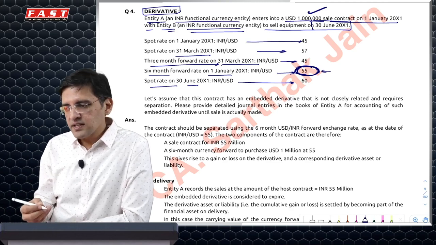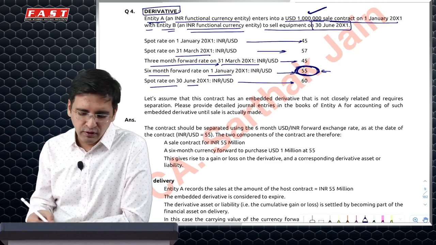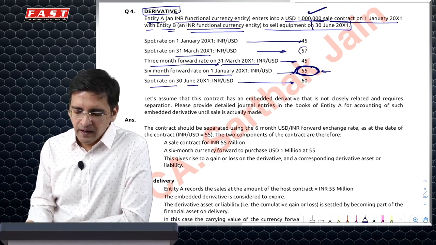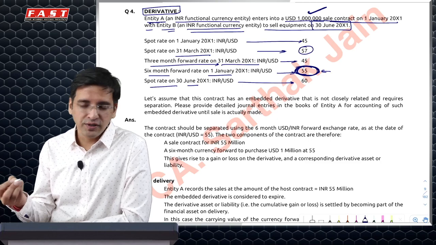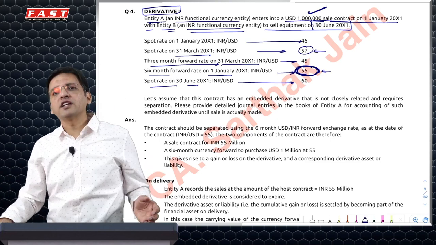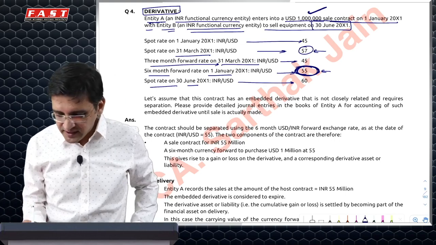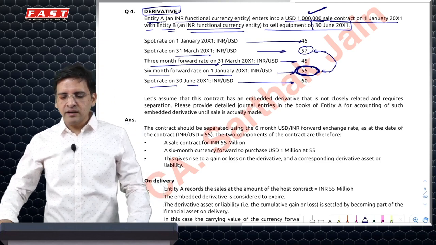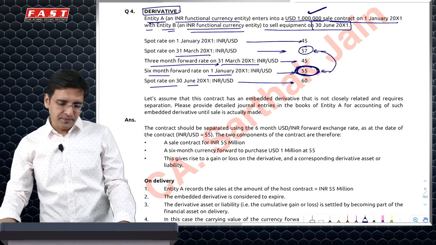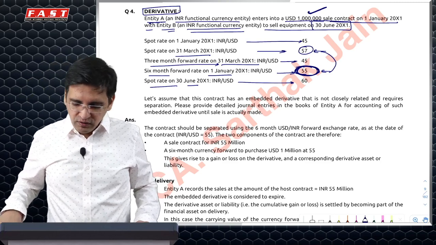Now after 3 months, there are still 3 months remaining to get this money. If I talk to the bank or somebody that after 3 months I'm getting some dollars, they are ready to give me 57 rupees for it. So I'm not taking any forward contract, but just to explain, the value of this has increased. So I think I made a gain of 2 rupees. 2 into 1 million, which is 2 lakh rupees, is my gain on 31st March.